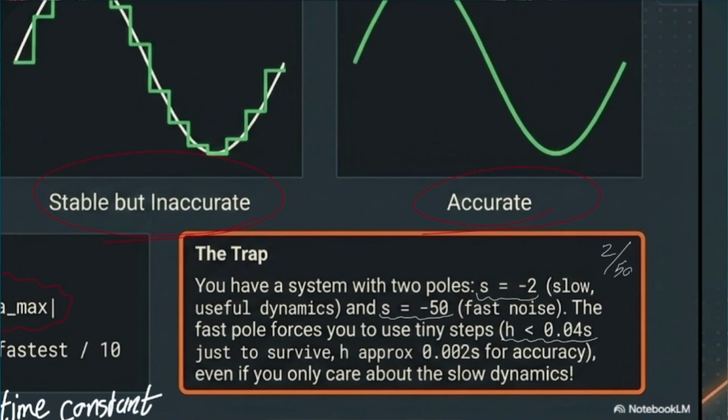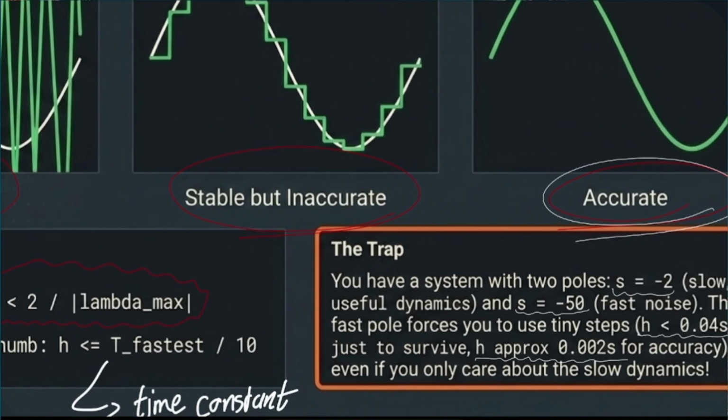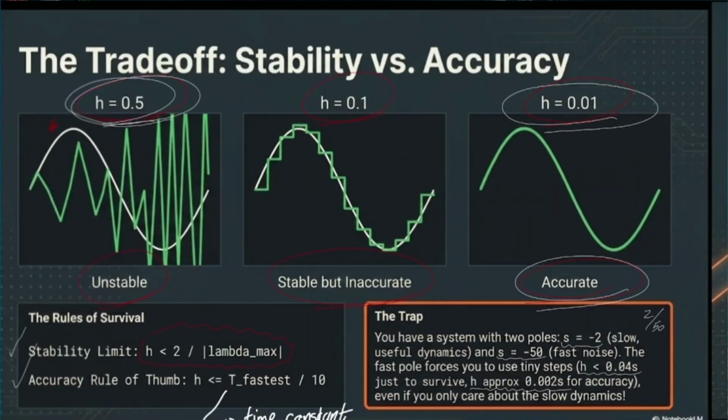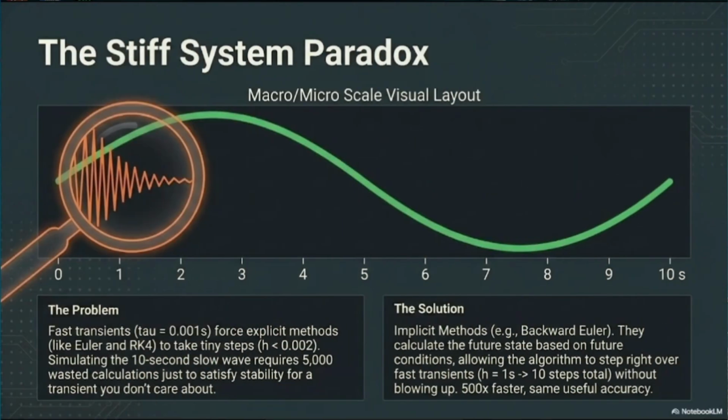But if you would like your choice of step size to make your system accurate, what do you have to choose? You have to choose the t fastest, which is the time constant. You know better than me how to find it, divided by 10. After that, you can make sure that your system is going to be accurate.